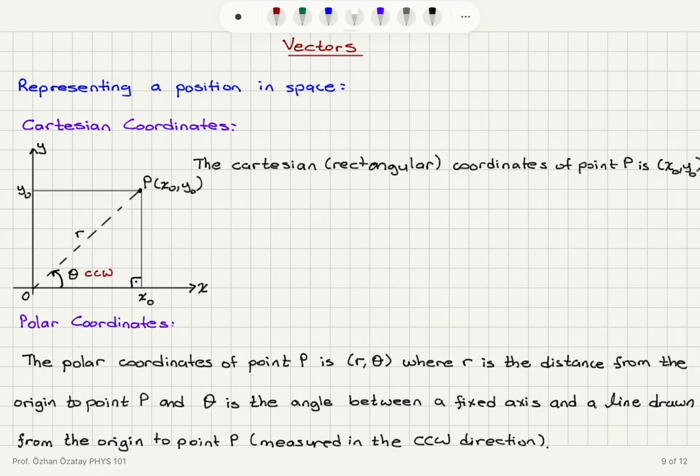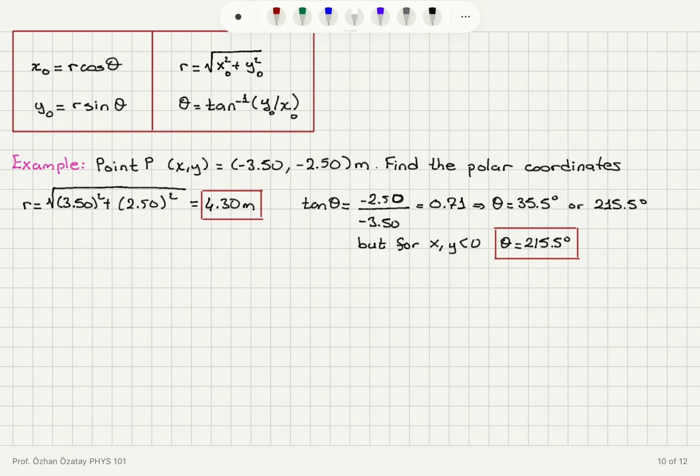And as for the angle, if you look at the tangent of the angle, it is y0 divided by x0. So the angle theta is going to be tangent inverse of y0 over x0. So these are our transformation equations between rectangular coordinates and polar coordinates.